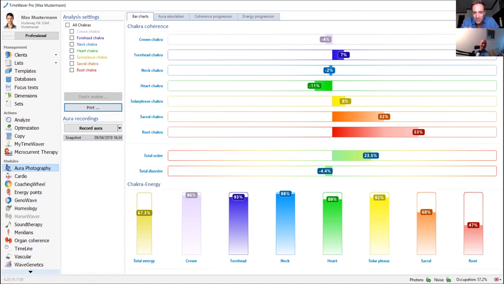That's true. So I'm just wondering, the same analysis can come out from the Healy. It just looks a little bit different on the phone. So what would you do now with that guy? He has a root chakra which is 47%. So where would we go from now?